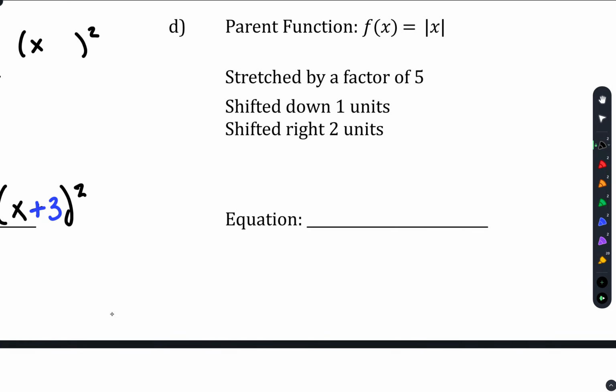Stretched by a factor of 5, shifted down 1, shifted right 2. What's my formula here? Somebody want to try? Cody. Is it negative? It's going to be positive. It's not reflected. Then what? Good. Perfect. Everybody good with that? Fantastic.